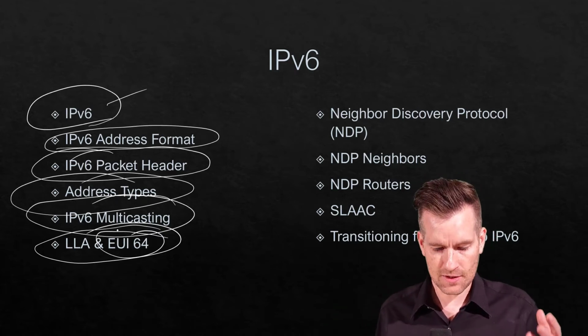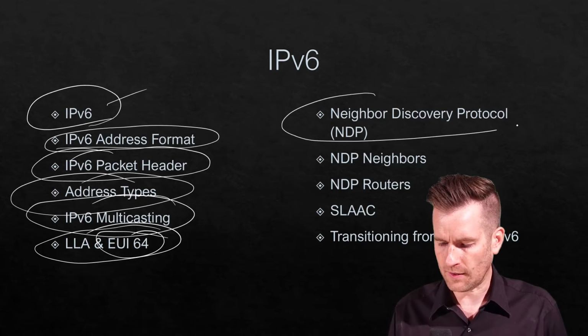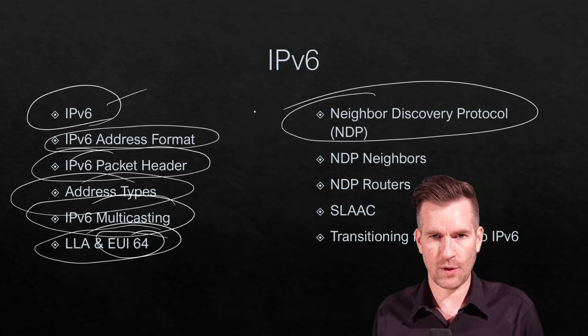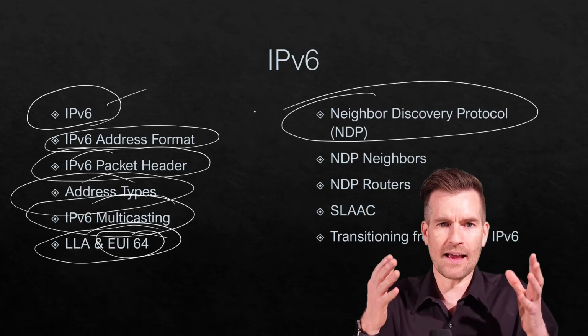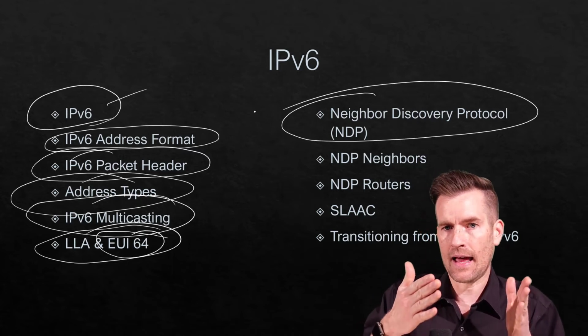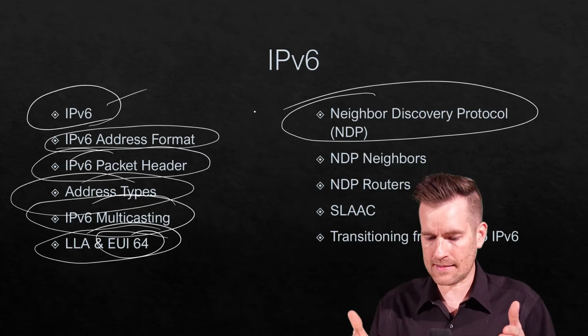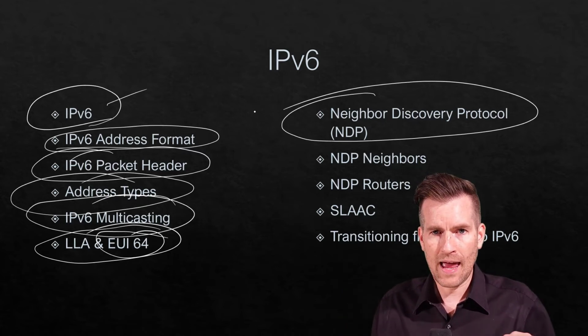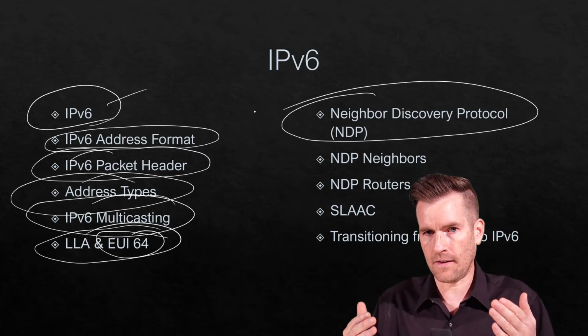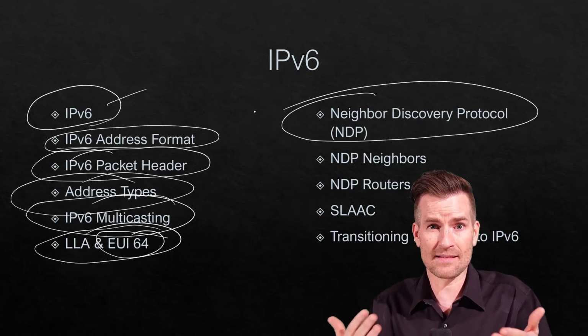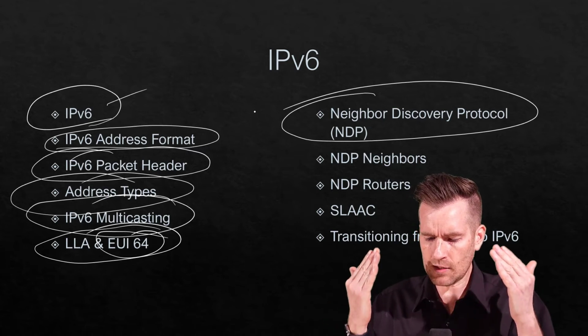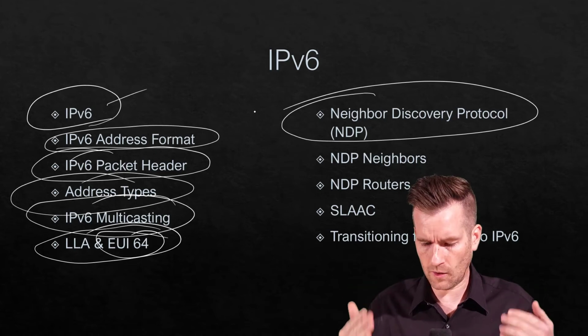Once we've established the link local address, then we'll start talking about neighbor discovery protocol. There are some things that have gone away from IP version 4 to IP version 6 that no longer exist, and neighbor discovery protocol helps cover some of the needs there. So let's get in depth into neighbor discovery protocol, or NDP.